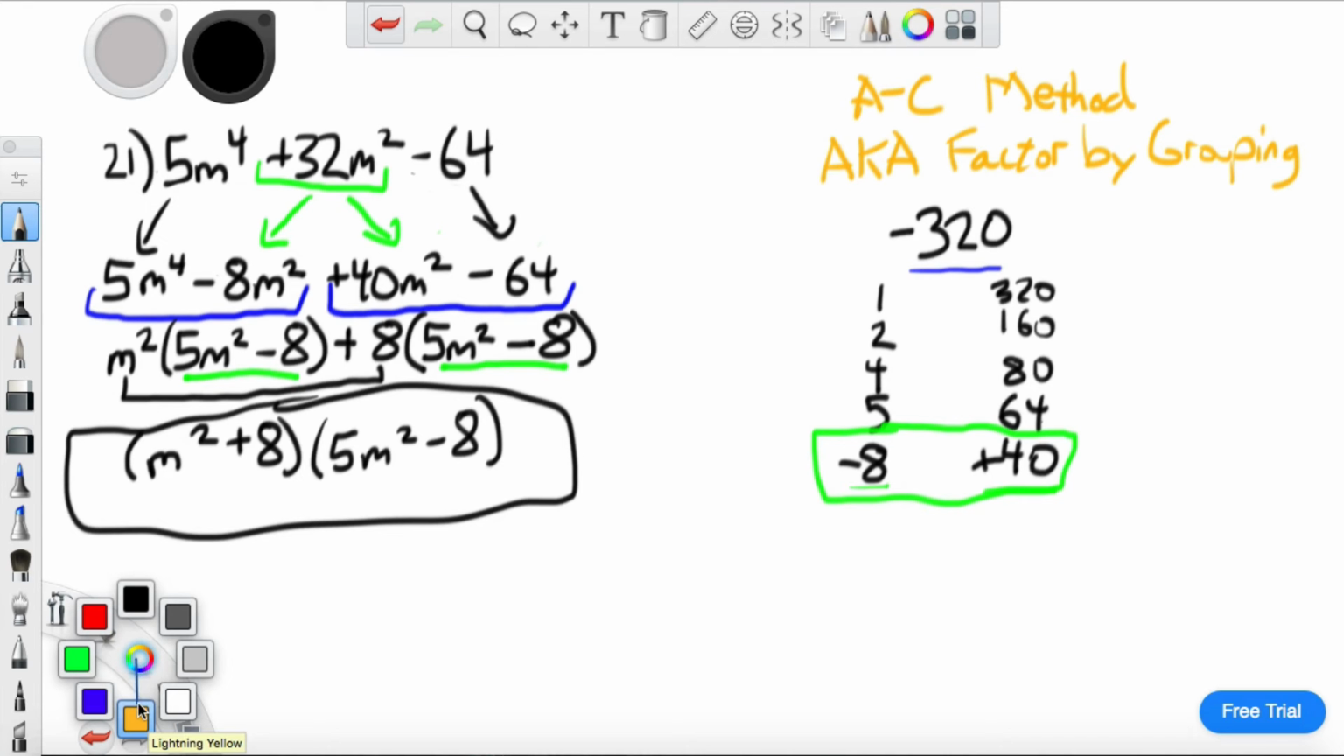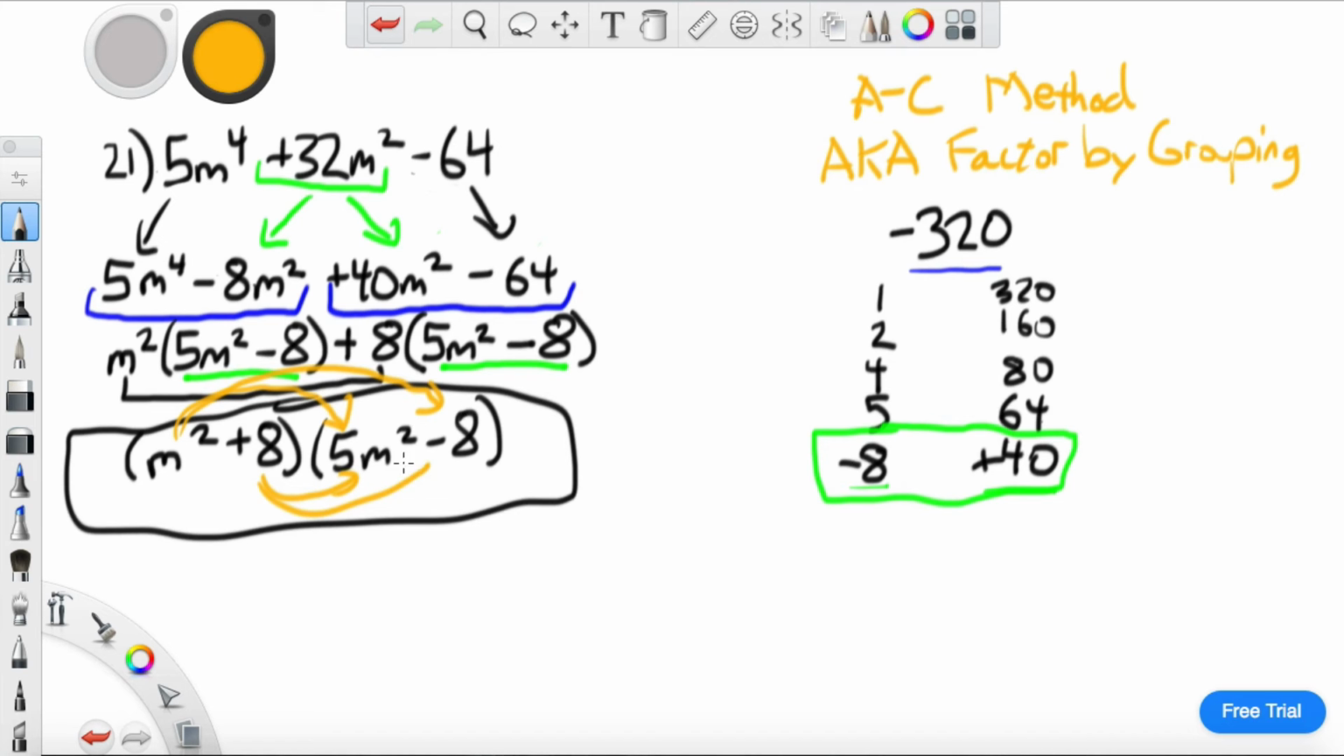Now, you might say, well, Mr. Letts, how do you know that this is right? I can check my answer by FOILing this out. This times this, this times this, this times this, this times this. M squared times 5m squared is 5m to the fourth. Looking promising. M squared times negative 8 is minus 8m squared, the same as here. 8 times 5m squared is plus 40m squared, the same as here. And 8 times negative 8 is negative 64.